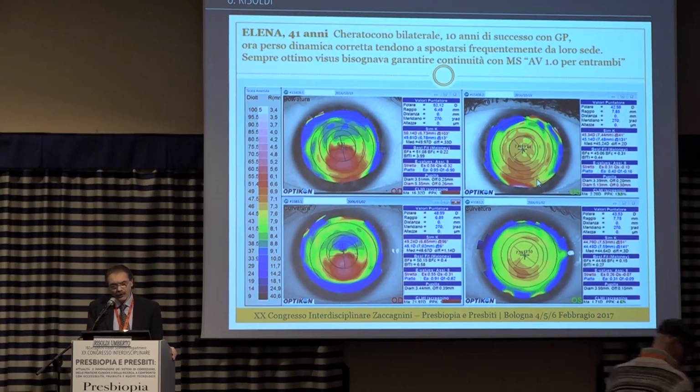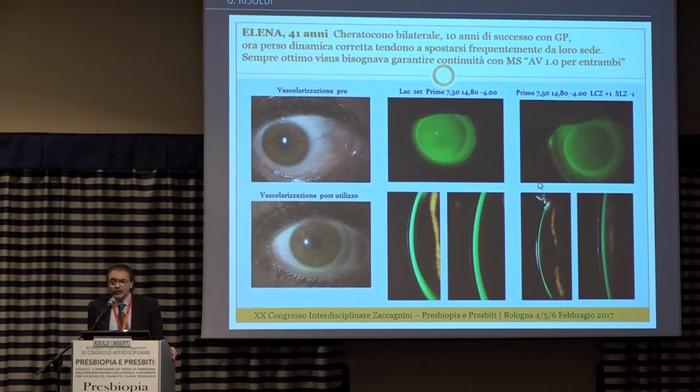Keratoconus had evolved very little. The first thing that we advised her to do was to take a good picture for vascularization so that we could compare in future sessions. You see that vascularization is quite normal in the bottom panel.